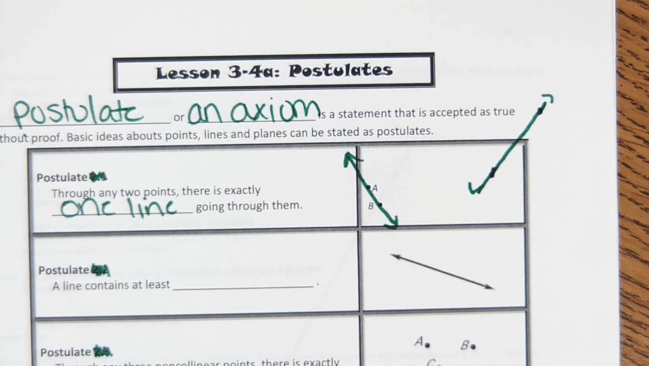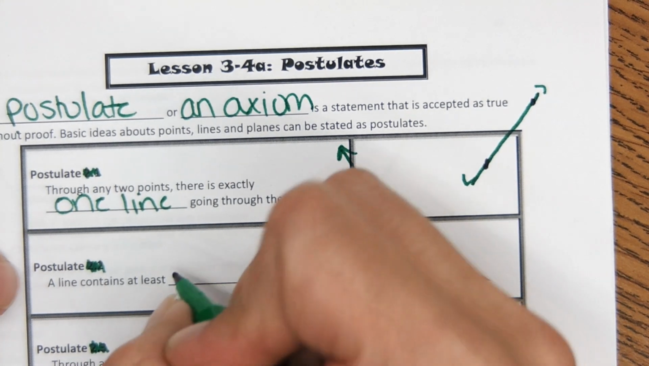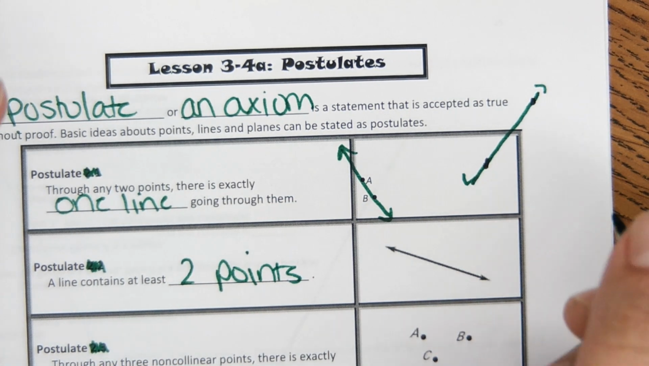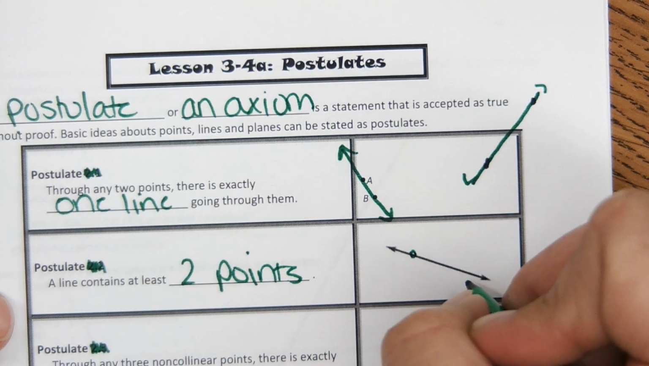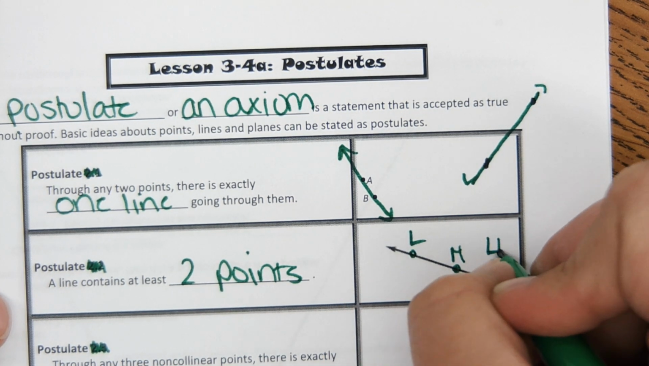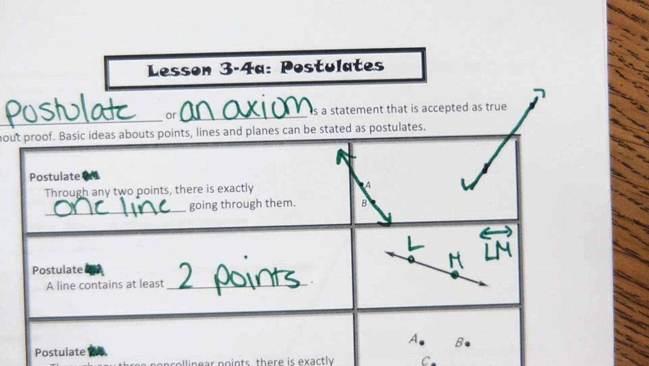Okay, the next one is similar to that. A line contains at least 2 points. So if you're given 2 points, then it's a line, or if you're given a line, then you know that it has at least 2 points. Let's say this is point L and M. We could say that this is line LM.